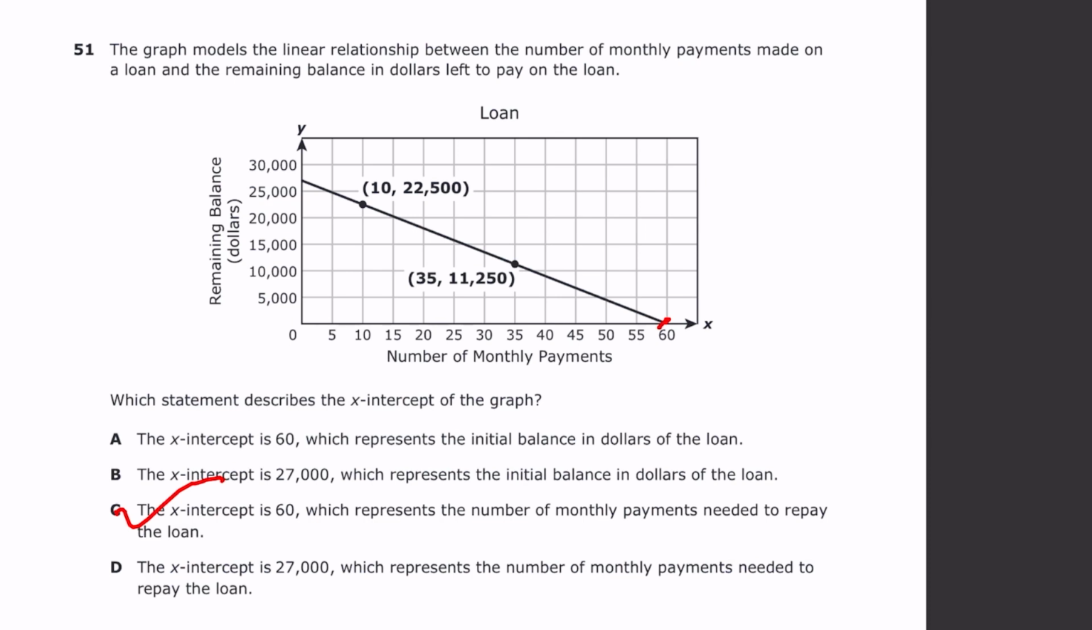Here you have the x-intercept as 60, but that option says it represents the initial balance in dollars. So this cannot be the choice.